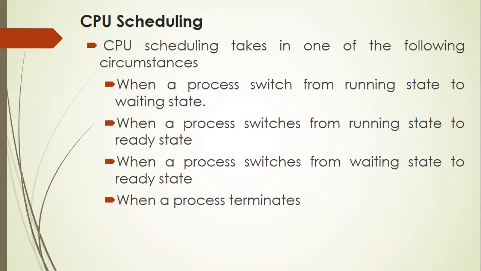We know that CPU scheduling takes place in one of the following circumstances. That means the CPU moves from one process to another process if any of these four circumstances occur.